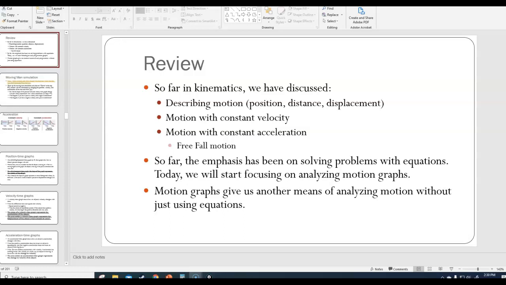So far the emphasis has been on solving problems with equations, and today we're going to start focusing on analyzing motion graphs, which basically just gives us another means to solve the same types of problems without just using equations.